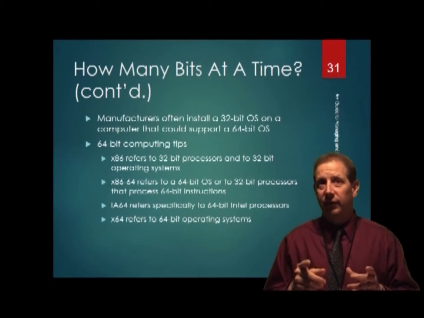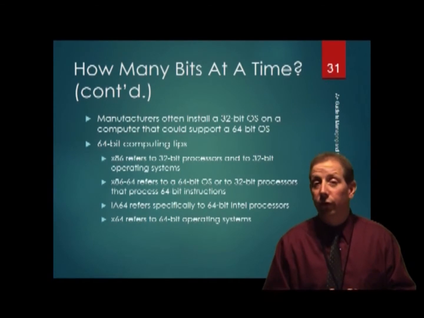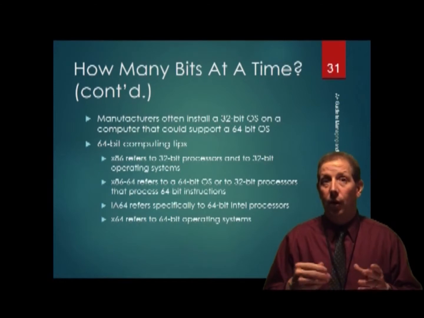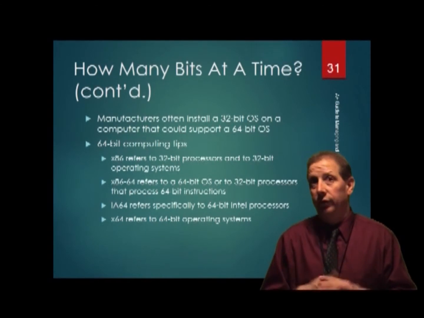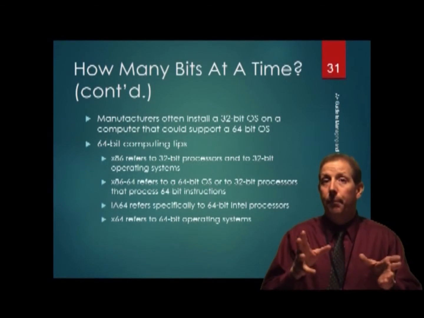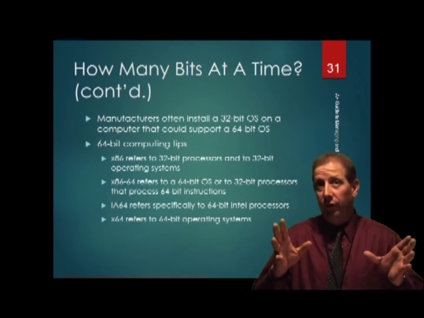And the term x64 refers to 64-bit operating systems. So for example, Microsoft offers two versions of Windows 7 Home Premium, the x86 version, and the x64 version. And that pretty much concludes our how many bits, 32 or 64.